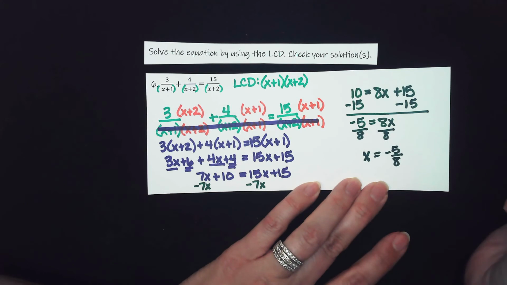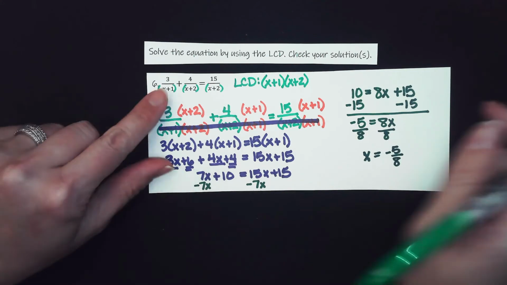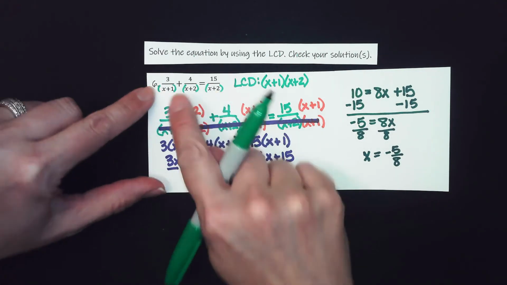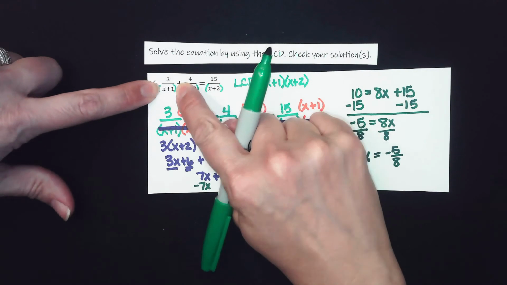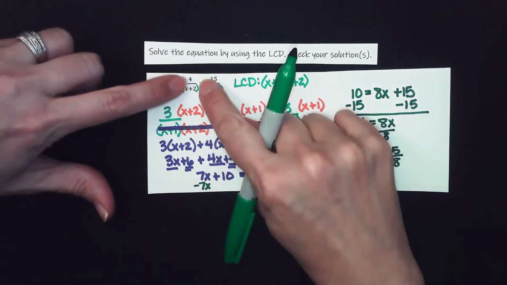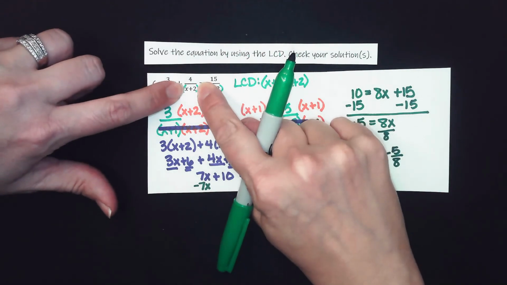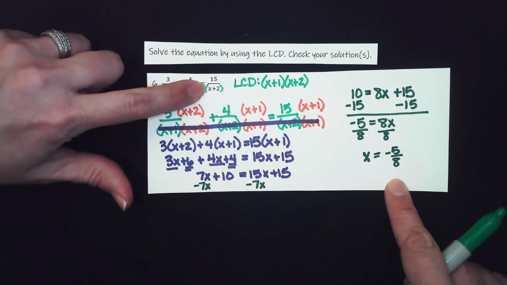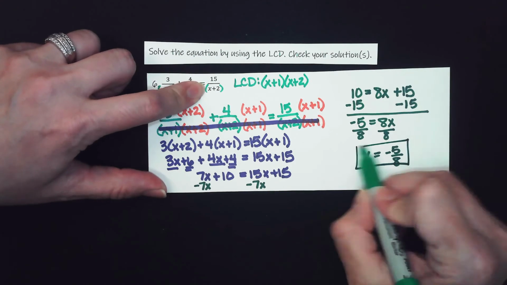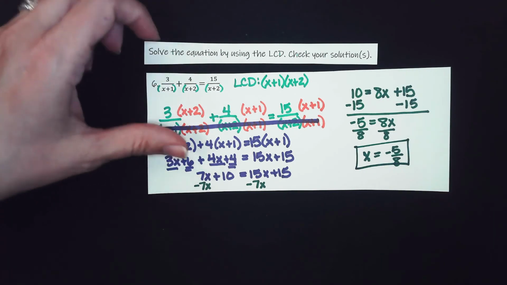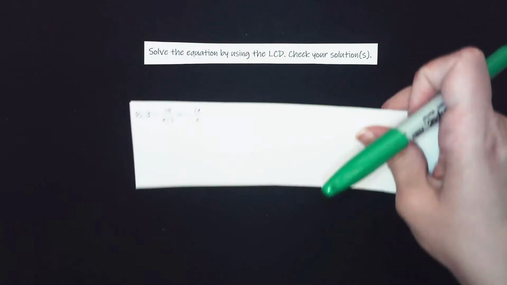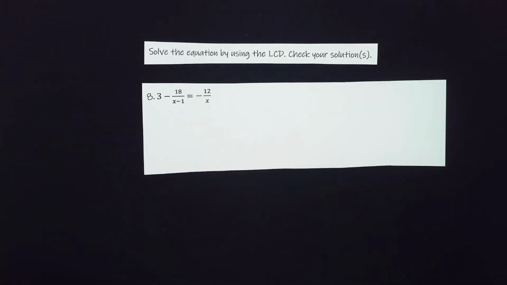And again, you need to check your solution. If I plug it into any of these, the only thing that would make this 0 would be a negative 1. That's not negative 1. The only thing that would make this 0 is a negative 2. That's not negative 2. And the same thing with that one. So this does work. This is my solution. Okay, we're going to skip number 7 for now. Go on to number 8.